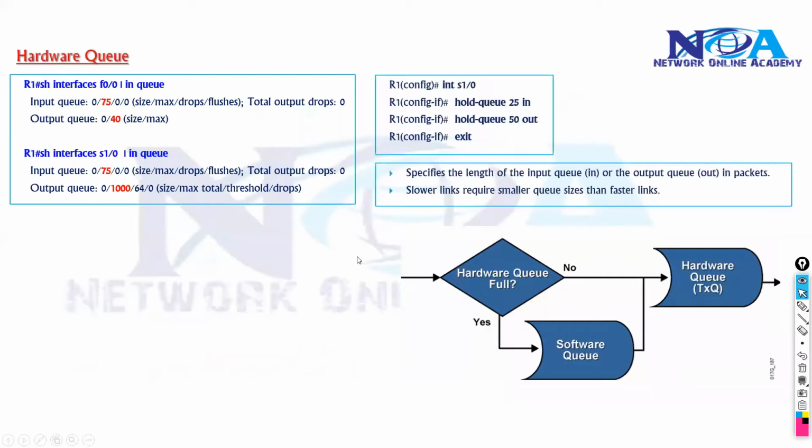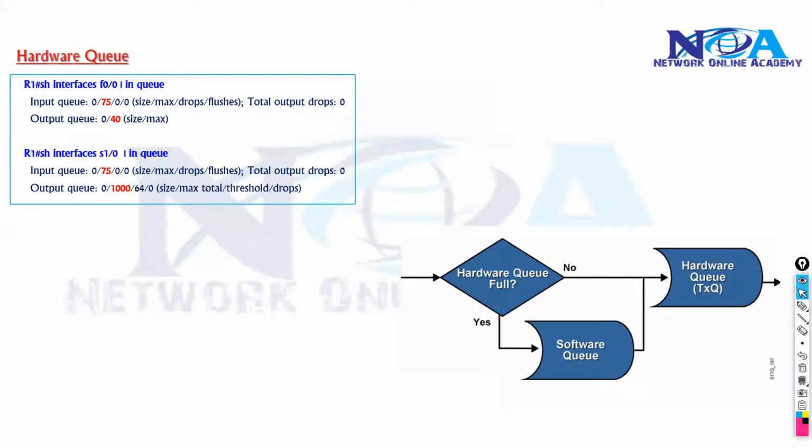If you want to verify these queue sizes, again the hardware queue size will vary depending upon the platform and the IOS version. There is one simple option you can use: show interface F0/0. You can see normally the input queue and the output queue, the number of packets it can hold. And this will vary based on the speed of the interface, the link speed, as well as the platforms and versions.